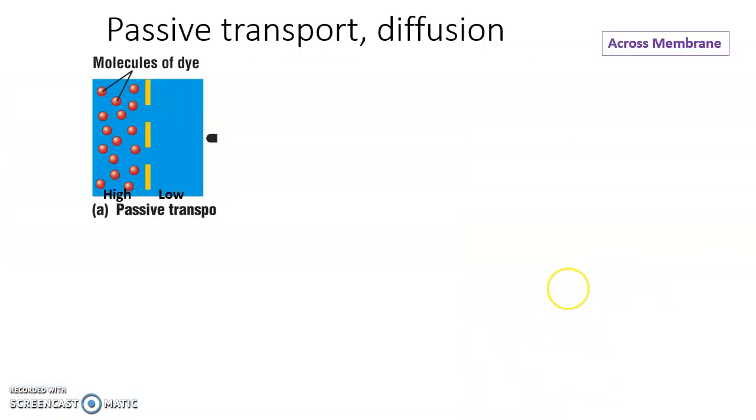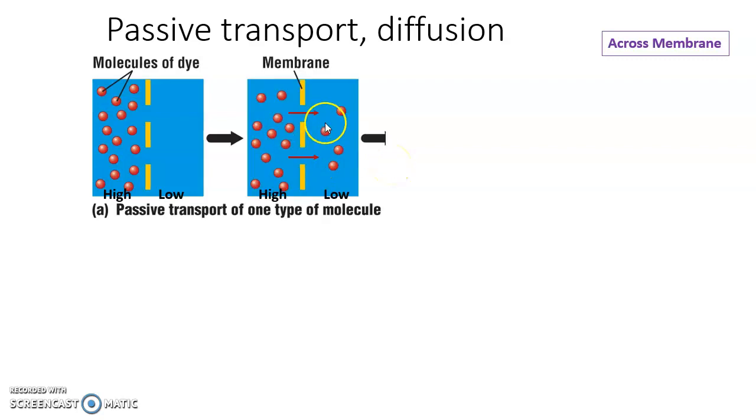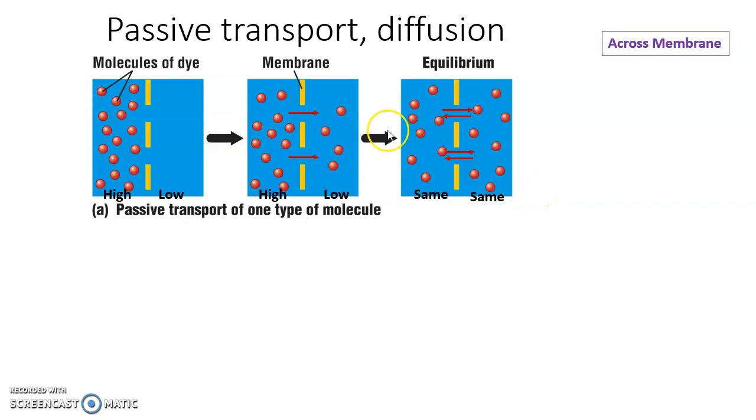All right, so here's some examples of passive transport involving diffusion. So you have a lot of dye on one side of a membrane, none on the other side. So which direction will the dye move? Well, it will move toward the low. So high to low is how the dye molecules will move. And eventually, if at all possible, it will reach equilibrium where the concentration of dye on both sides is the same.